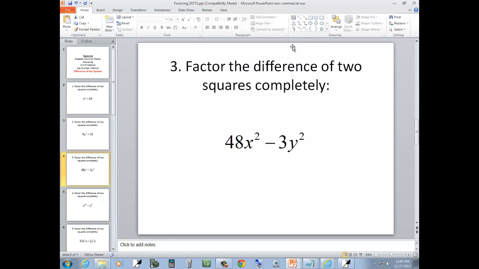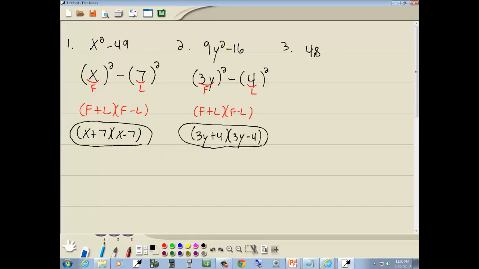Let's look at another one here. We got 48x squared minus 3y squared. Now first off, I notice on this, they have something in common. They have a GCF. 48 and 3 are both divisible by 3, so I'll factor a 3 out. 48 divided by 3 is 16x squared minus, take that 3 away, and it just leaves us y squared.